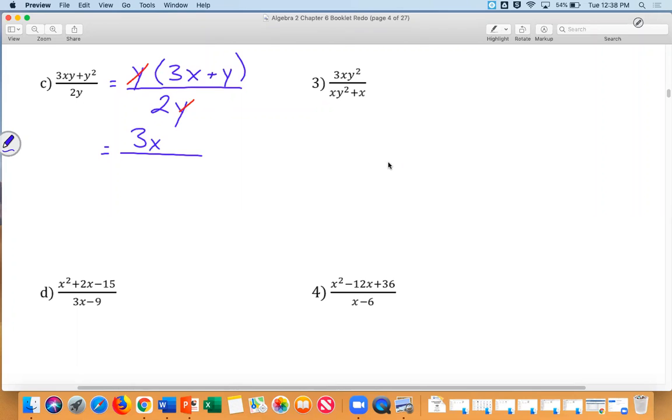So I have 3x plus y on top. I'm just gonna leave it in parentheses, I think it looks nicer. Over 2. You guys try number 3.